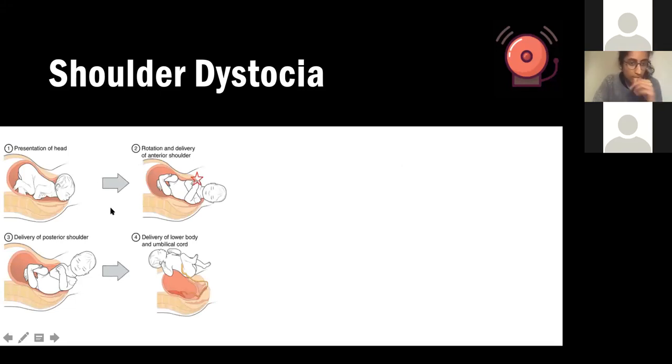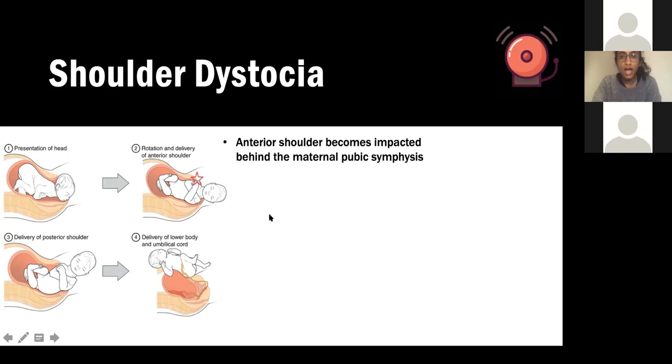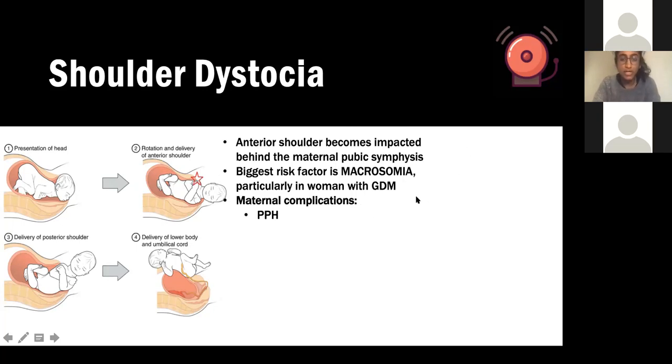So you've got the presentation of the head, and essentially you've got rotation and delivery of the anterior shoulder. And it's usually on delivery of the anterior shoulder that it gets stuck, usually behind the maternal pubic symphysis. And we mentioned the biggest risk factor is macrosomia, particularly in women with GDM. So maternal complications of shoulder dystocia are PPH. You can get third and fourth degree tears as well. And fetal complications, so we've mentioned Erb's palsy.